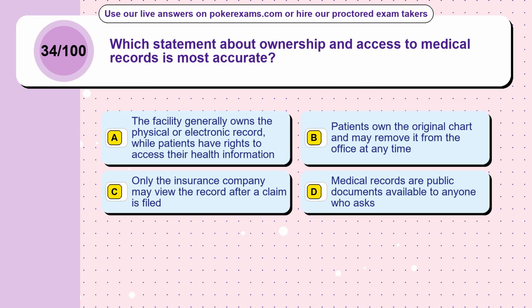Question 34. Which statement about ownership and access to medical records is most accurate? Option A. The facility generally owns the physical or electronic record, while patients have rights to access their health information.